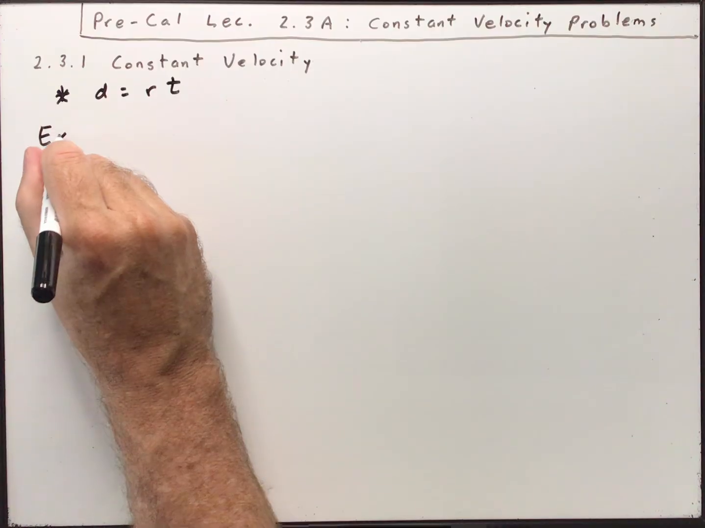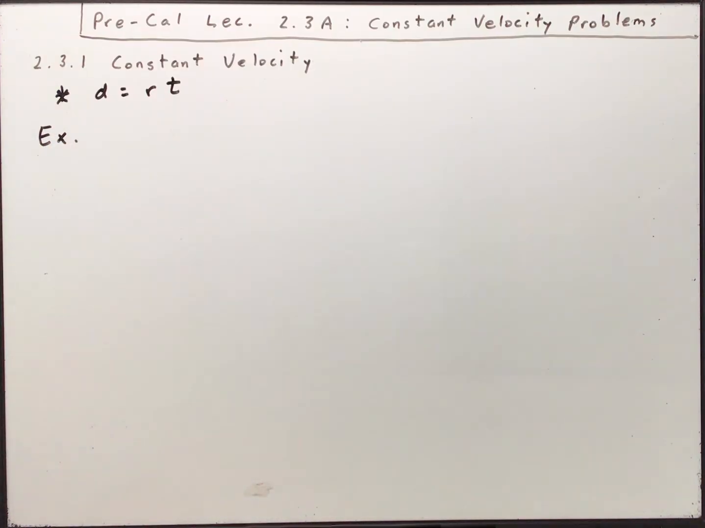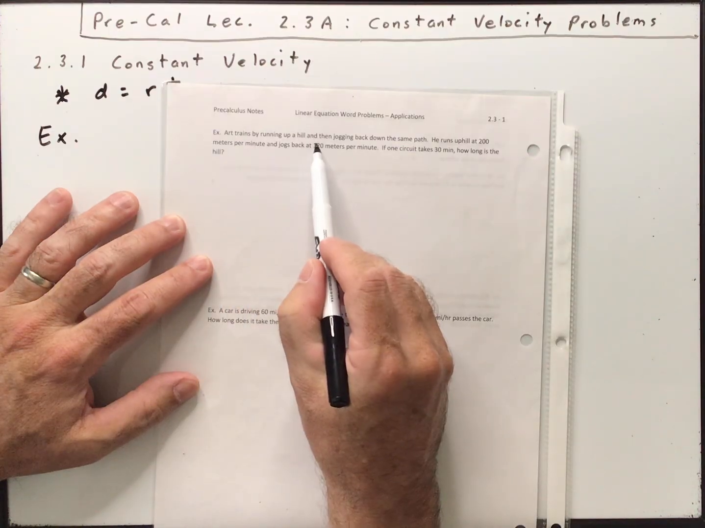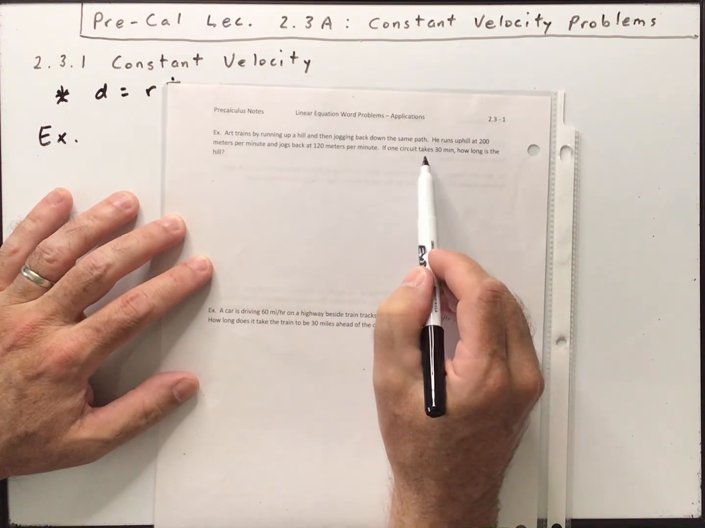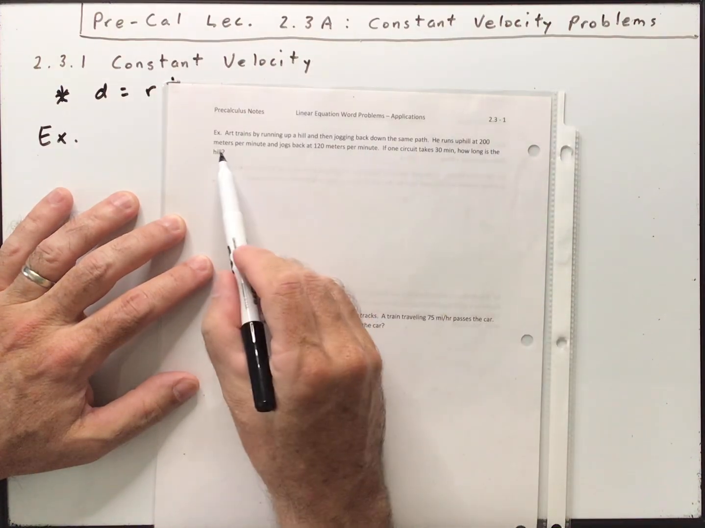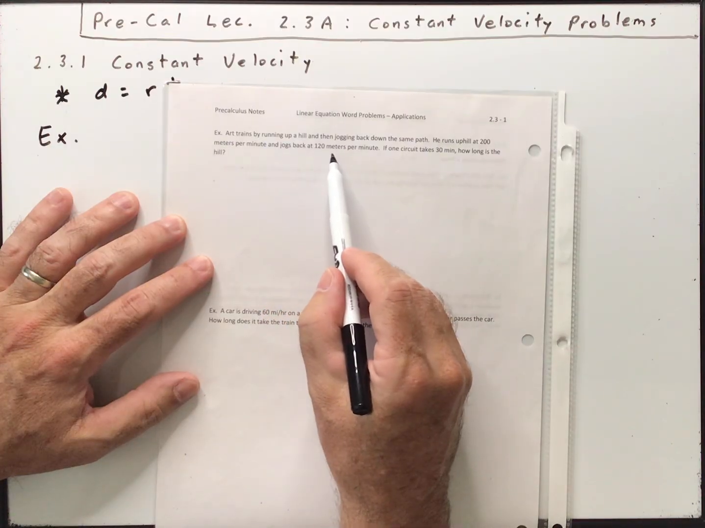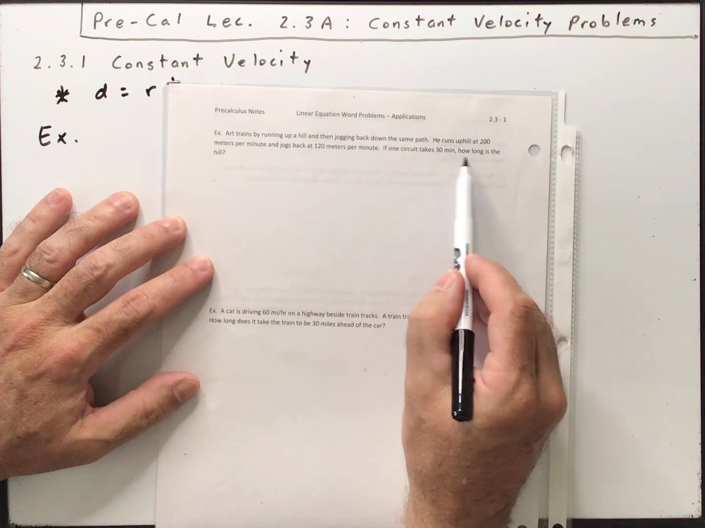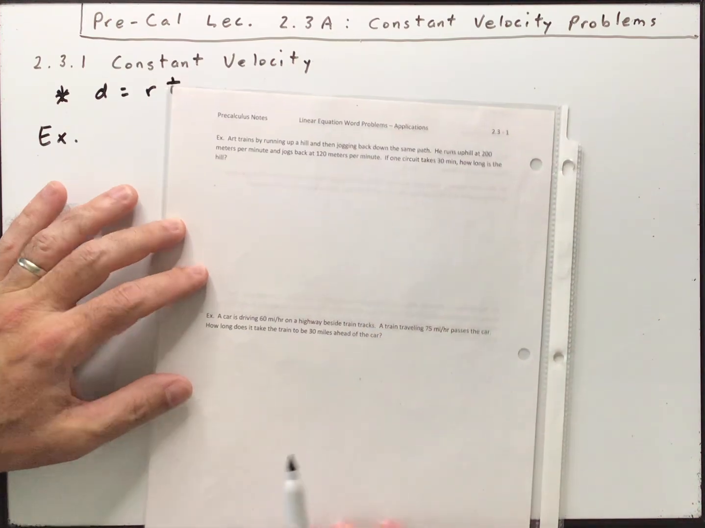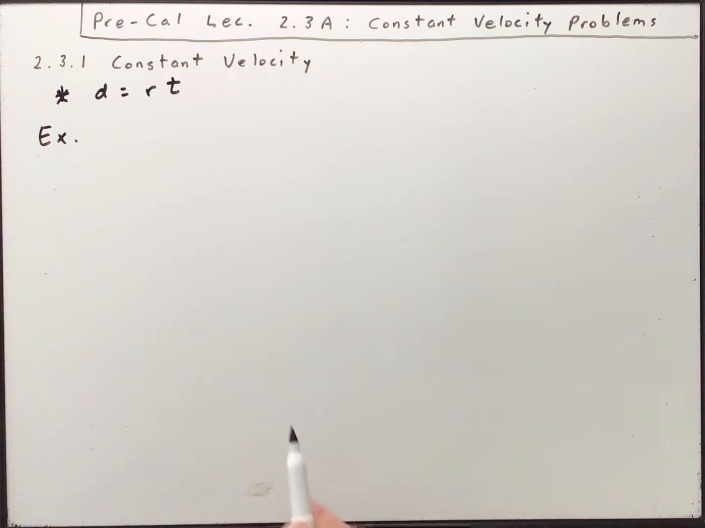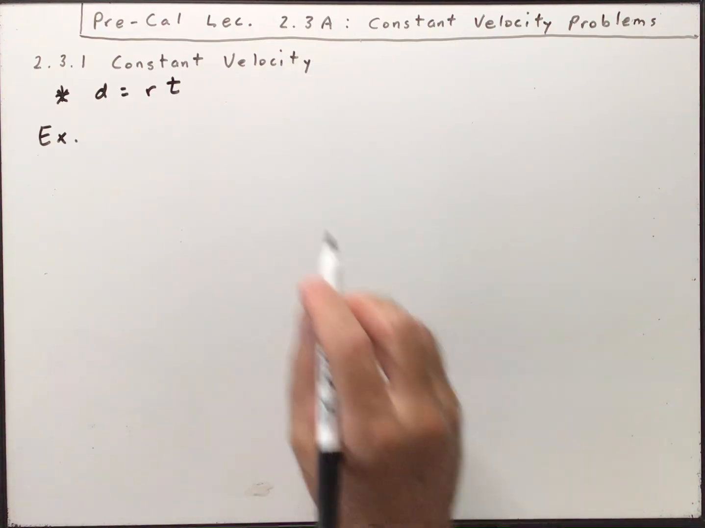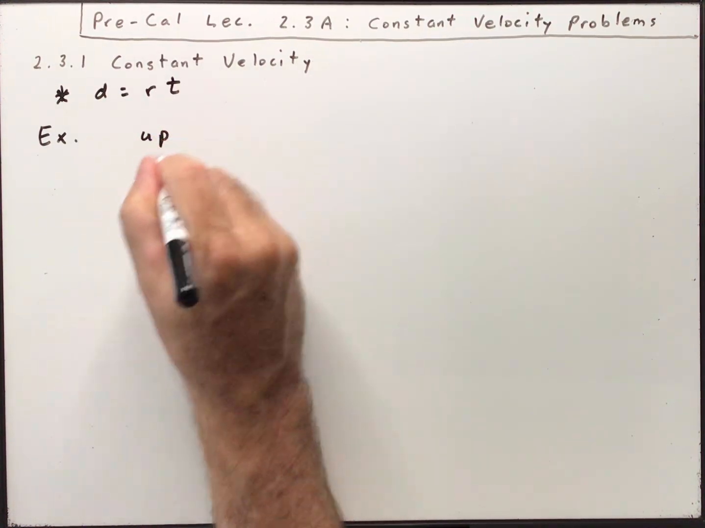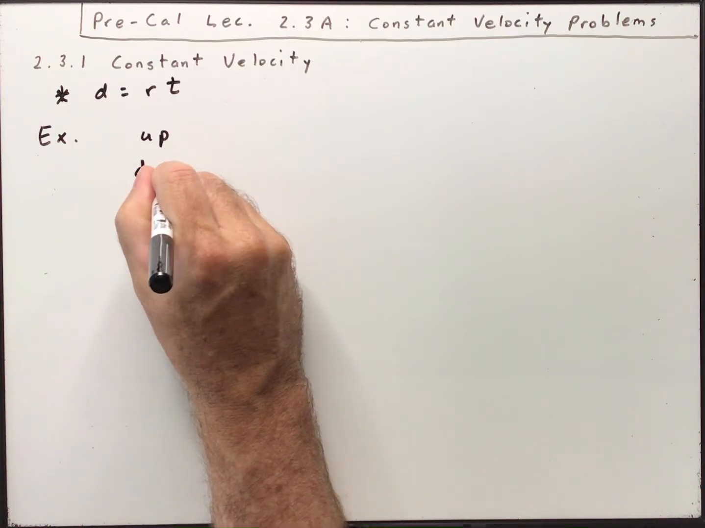And then the next example is, turn over your page to the back. We've got Art trains by running up a hill and then jogging back down the same path. He runs uphill at 200 meters per minute and jogs back at 120 meters per minute. If one circuit takes 30 minutes, how long is the hill? So one circuit is up and back down again. So let's make a chart. And I think the best way to organize the chart would be up the hill and then down the hill.